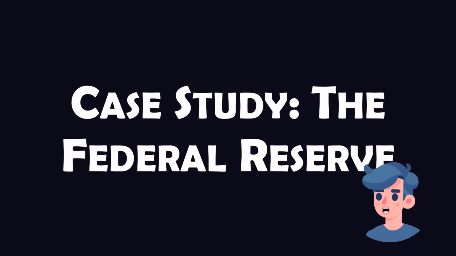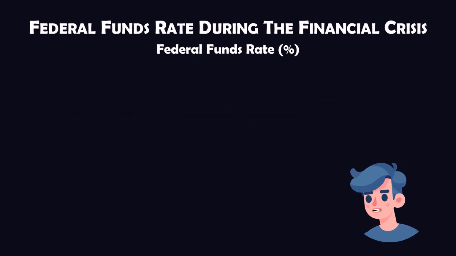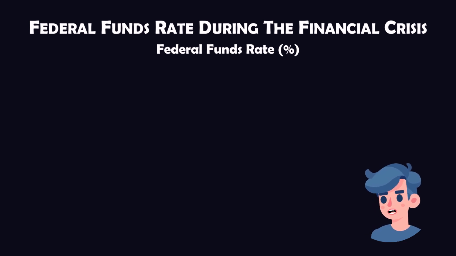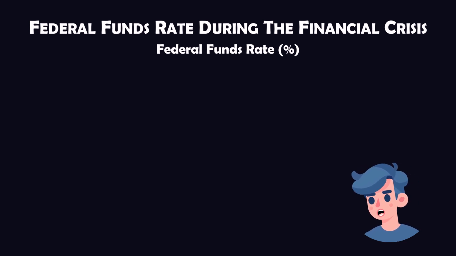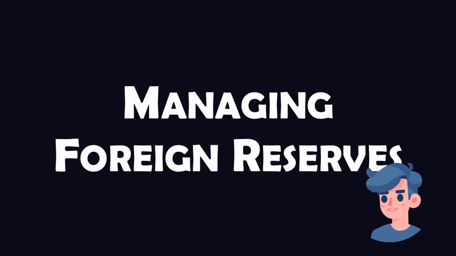Let's look at a real-life example. The Federal Reserve, the central bank of the United States. During the 2008 financial crisis, the Federal Reserve implemented a series of measures to stabilize the economy, including quantitative easing and lowering interest rates. Another critical function of central banks is managing the nation's foreign reserves.